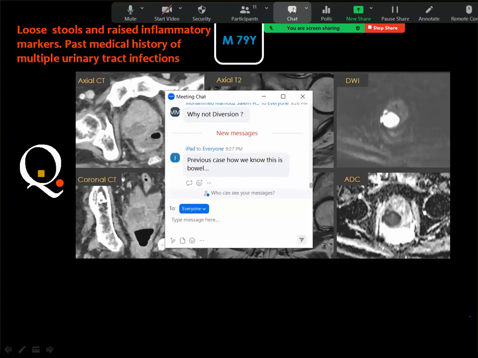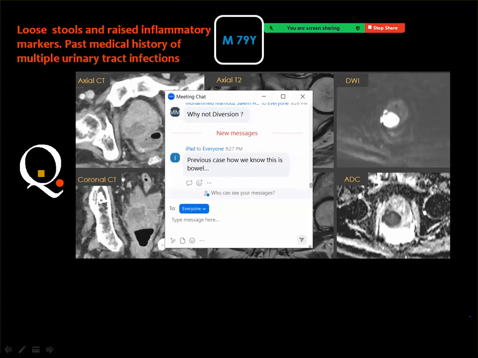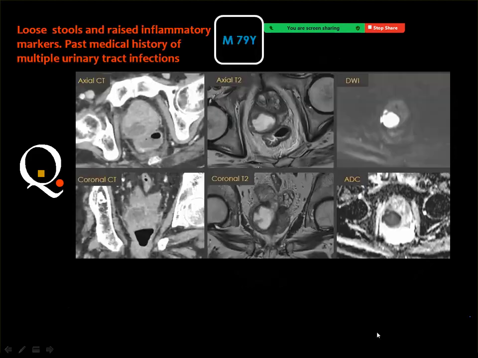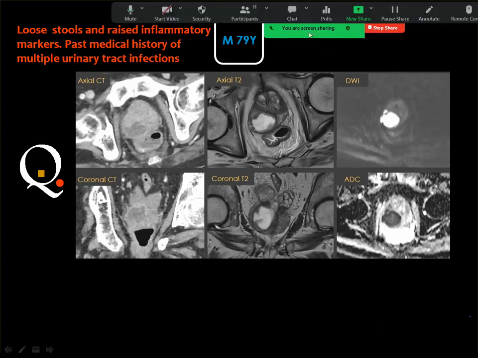Then what do you think about this case? The previous case, how do we know that this is bowel? This is not the urinary bladder, of course, and you look at the configuration, the anatomic site, the mucosal pattern, and the wall of the rectum. Okay, then let us see what is the answer for this case.